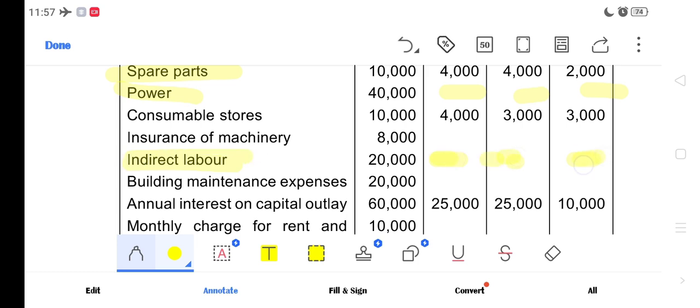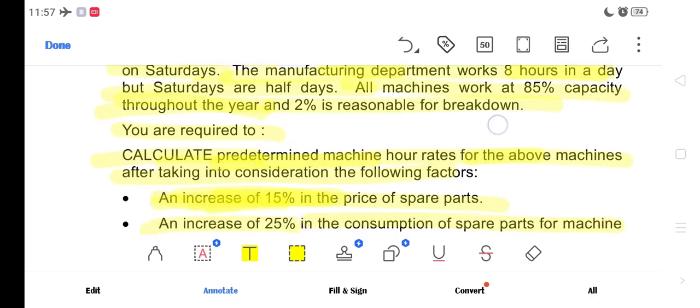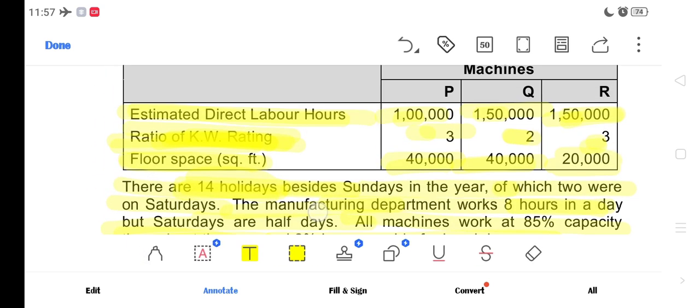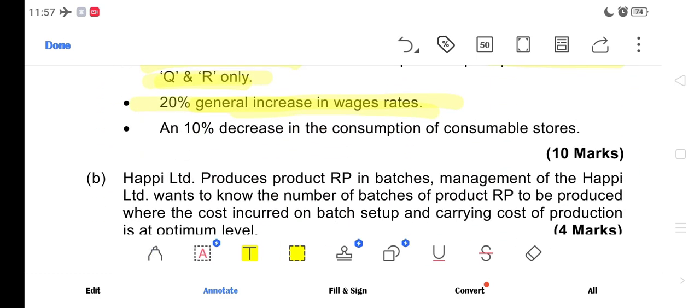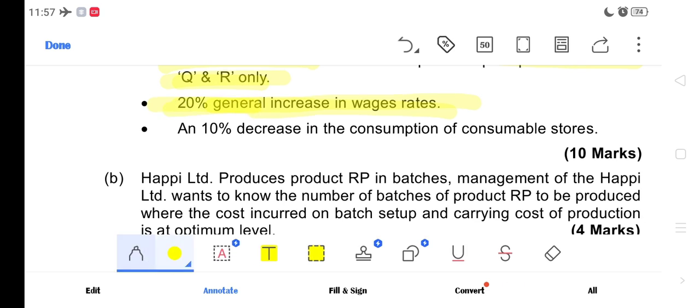So there is no apportionment, no. So what does a 20% general increase in wage rate mean? First of all, we need to find out the indirect labor apportionment by using the estimated direct labor hours. By using that, we are going to find out the ratio, and for that we are going to apply this 20% general increase.